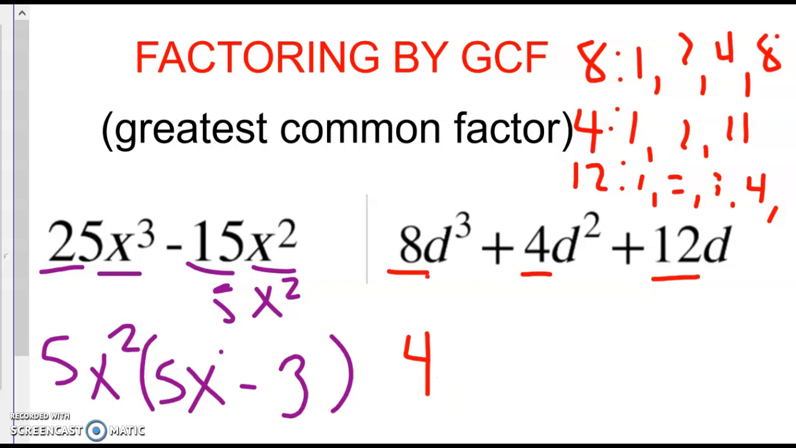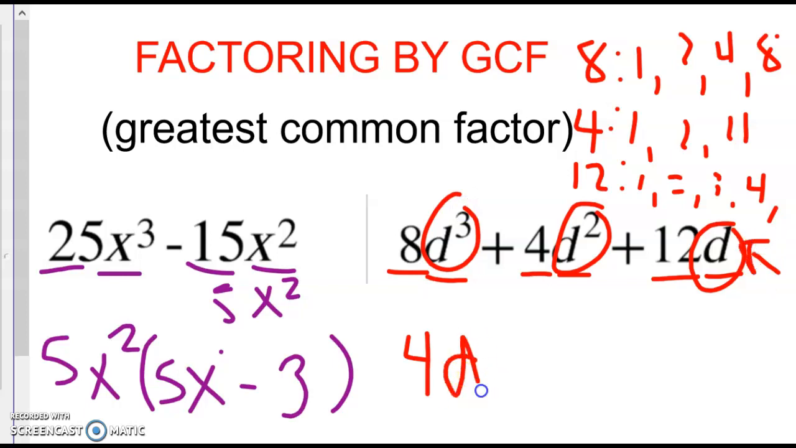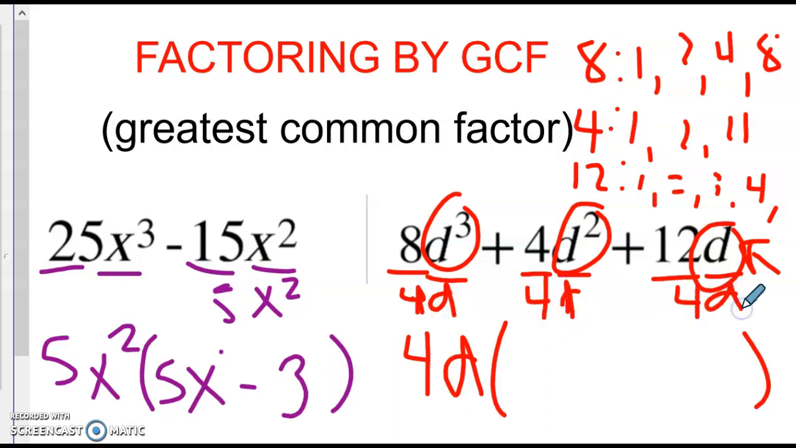Now notice there's a d here, and a d here. There's only 1 in this last term. There's 2 here, and there's 3 here. So in common, they only have 1. So I'm going to take out the 4d, and I'm going to factor it out. So really, I'm just dividing each term by the greatest common factor, 4d.